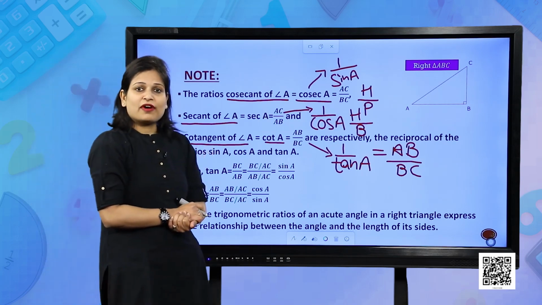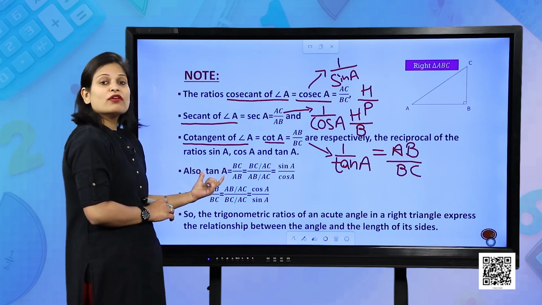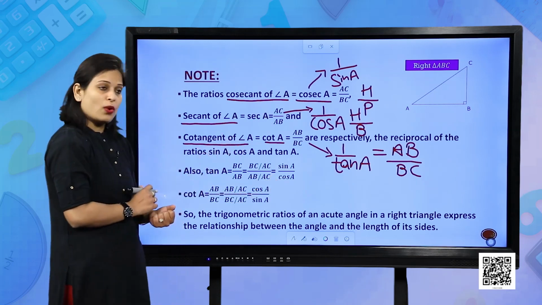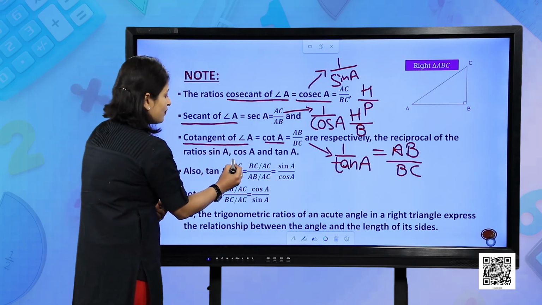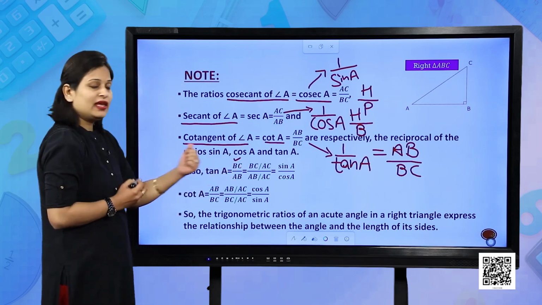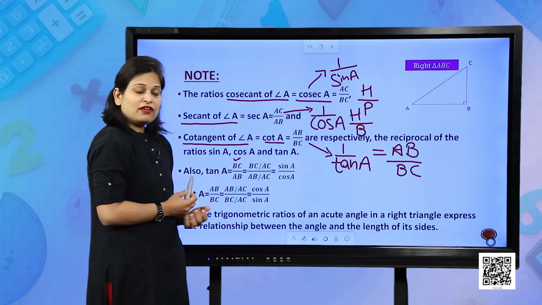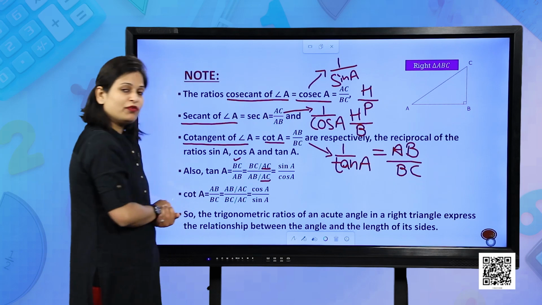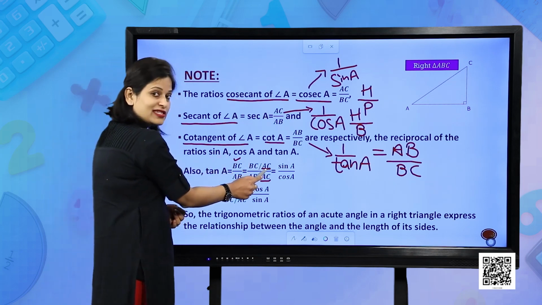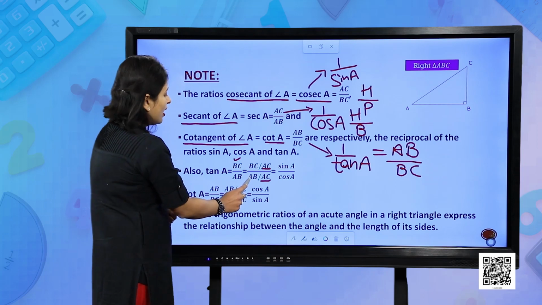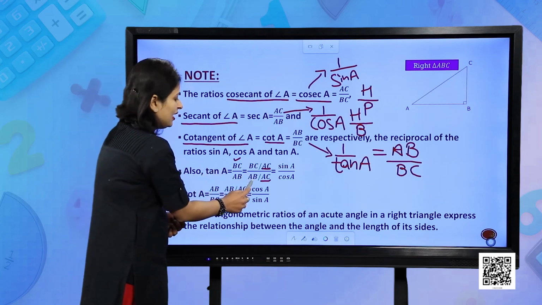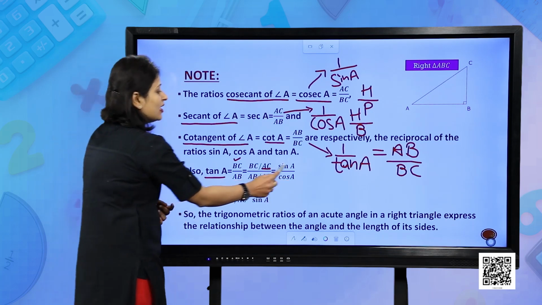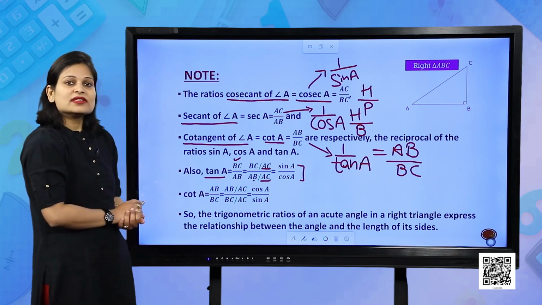Now, we can also define the value of tan as sine A upon cos A. How? See, tan A is BC upon AB. Now, if I divide the numerator and denominator by the side AC, what will you get? BC upon AC, which is sine A, and in the denominator AB upon AC, which is cos A. So we can write tan A as sin A upon cos A.